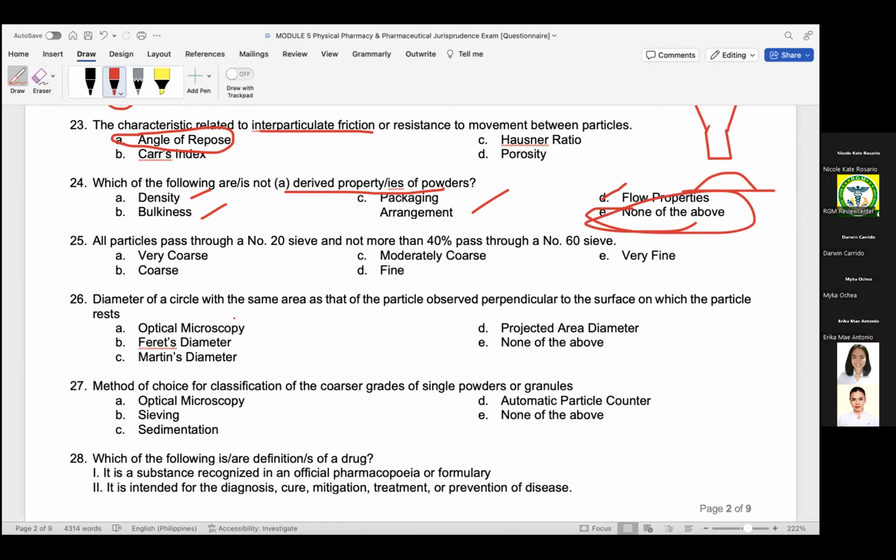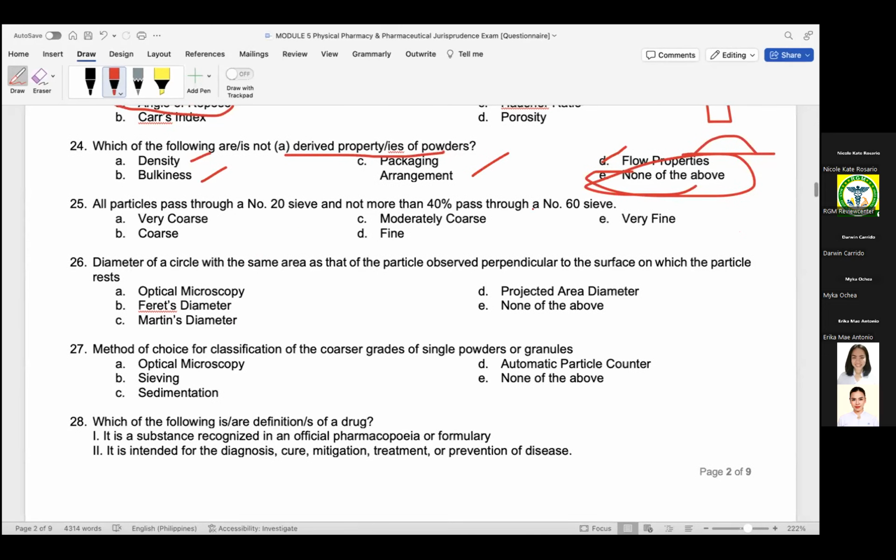Next. All particles pass through number 20 and not more than 40% pass through number 67. Very coarse, moderately coarse, fine, or very fine. So, you just choose among the coarse ones. So, in number 25, the correct answer is coarse. Oh, we're at 25 items already. How are you doing? Class, did you record your scores or your answers? Are you still following? Thumbs up if yes.